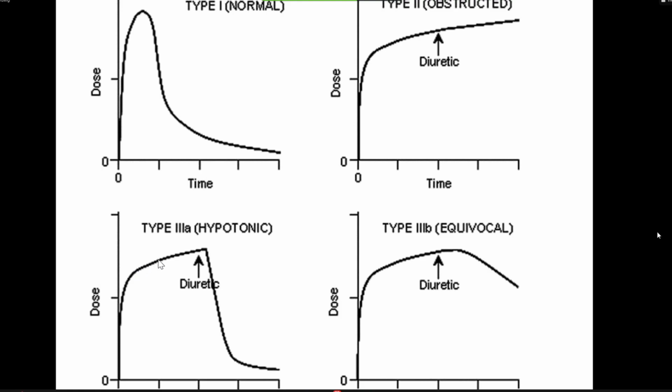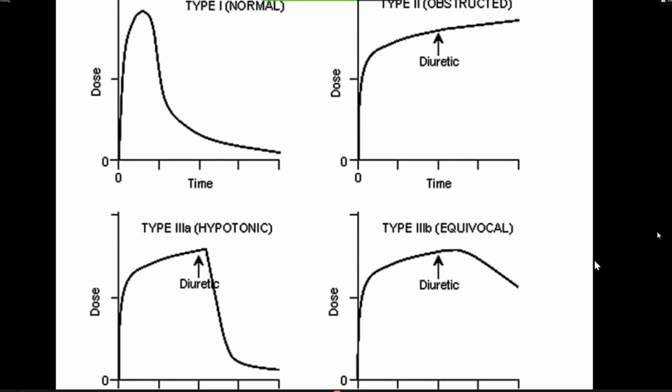In this case, you can see the curve going up, but once you give the diuretic, there is a sudden drop in the counts, suggesting that whatever dilatation of the collecting system there is, is not a true obstruction. It is just dilatation, but it's not complete. The kidney is not completely obstructed. So this is just a baggy, dilated system, but not obstructed.